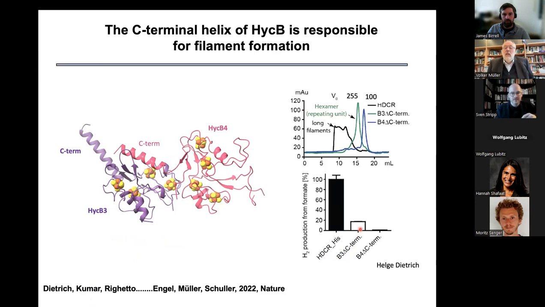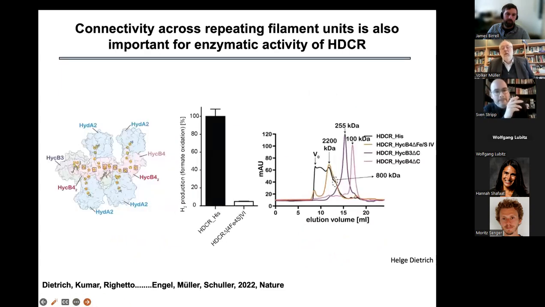And what you see here, when he did that, knocking out the C-termini, that gave mutants that were no longer able to efficiently produce hydrogen from formic acid. So this is around 10%, 20%, this is around 6% of activity. And what you also saw was that in these mutants, the length of the filaments was drastically reduced. So length of the filament goes along with increase in activity.